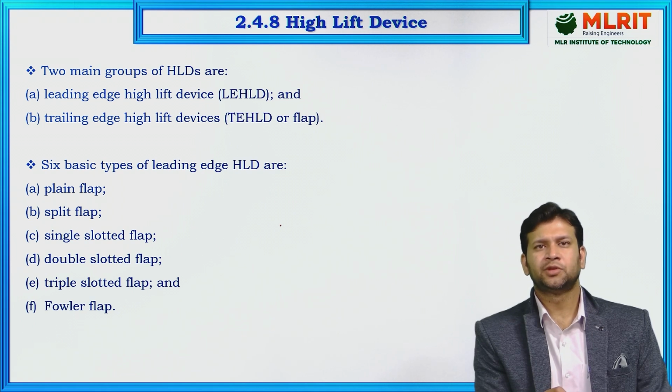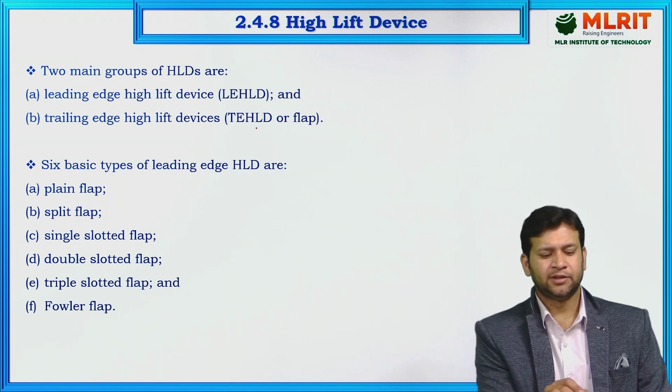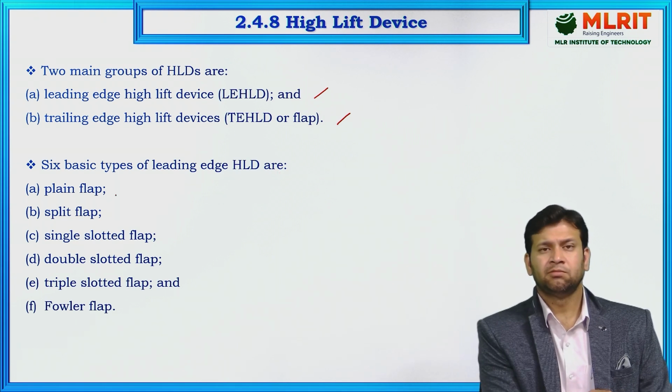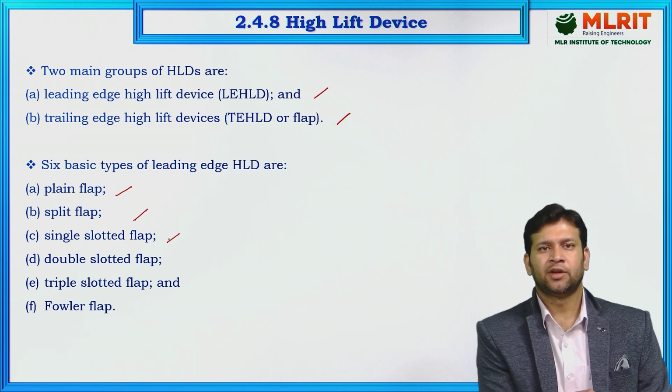The two main groups of high lifting devices are leading edge high lifting devices and trailing edge high lifting devices. At the leading edge, we have the devices which will ensure that flow separation is delayed, and at the trailing edge we have a flap. 6 basic types of high lifting devices which are available on practical aircraft are plain flaps, split flaps, single slotted flap, double slotted flap, triple slotted flap, and Fowler flap.